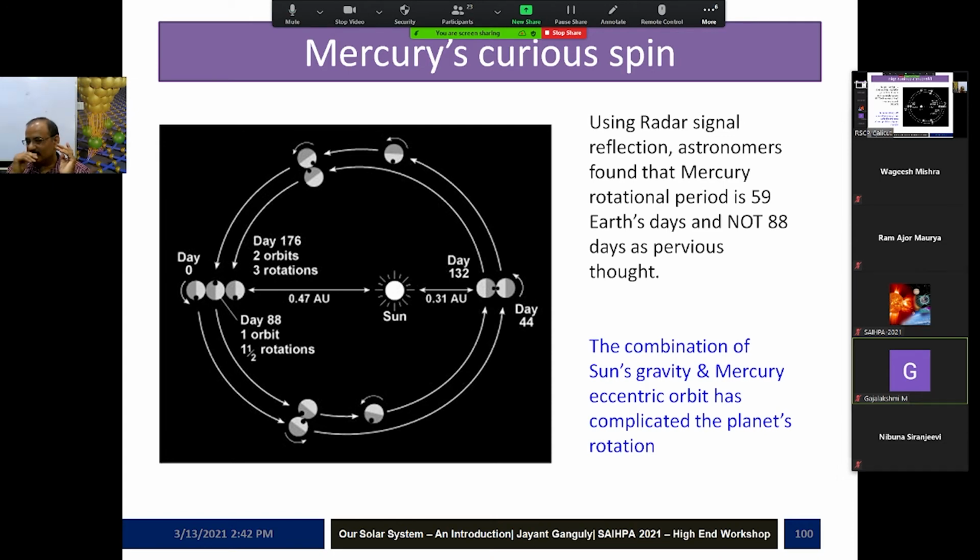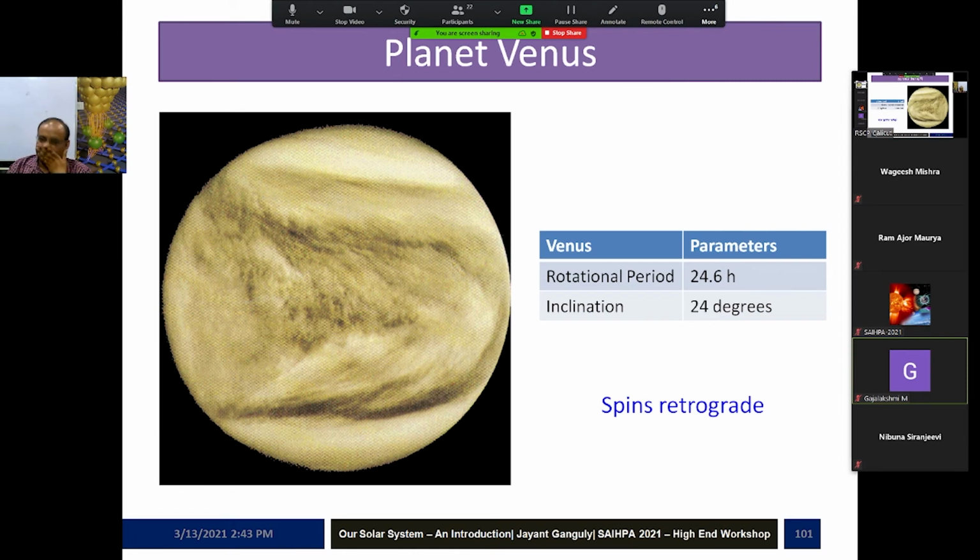Mercury has a curious spin. Percival and other people previously thought that Mercury was static. Then they used a radio telescope and did radar studies, and found out that Mercury is actually moving, and ultimately they saw that Mercury's rotation period, initially fixed at 88 days, was precisely brought down to 59 days. All this peculiar motion is due to the combined effect of the Sun's gravity and Mercury's very eccentric orbit, which complicated the motion. So this is one thing.